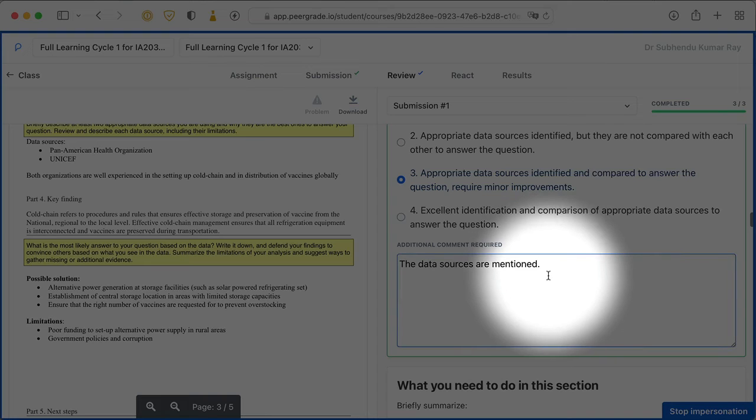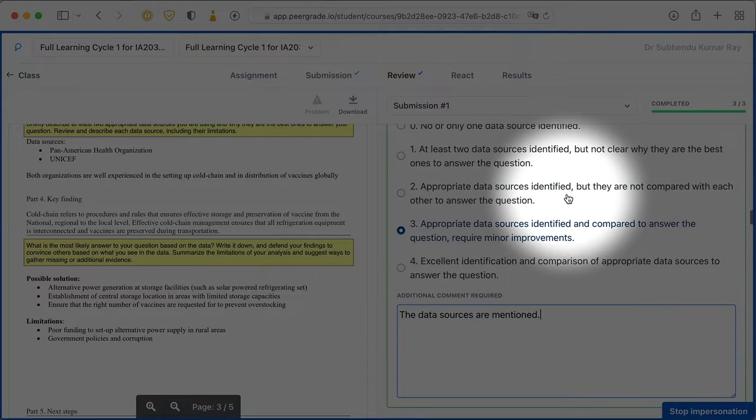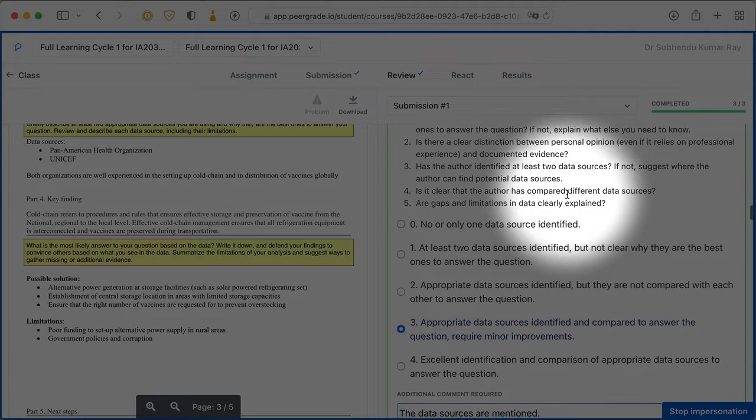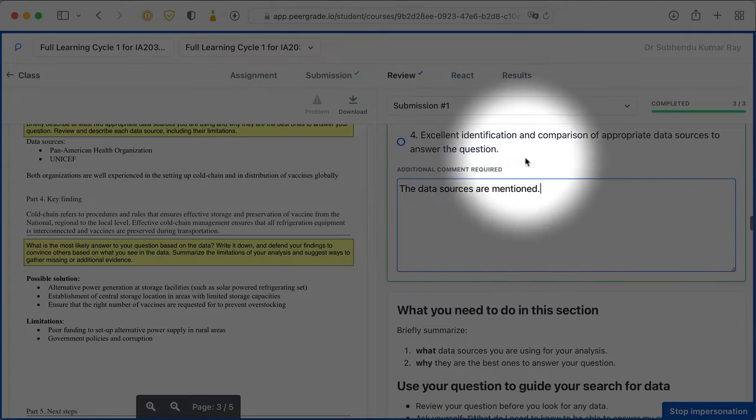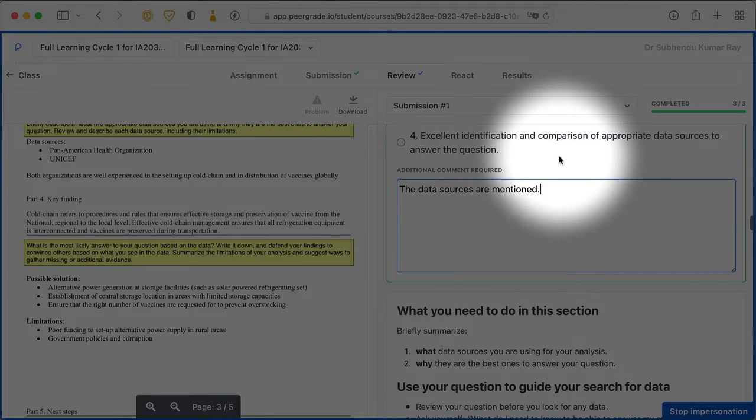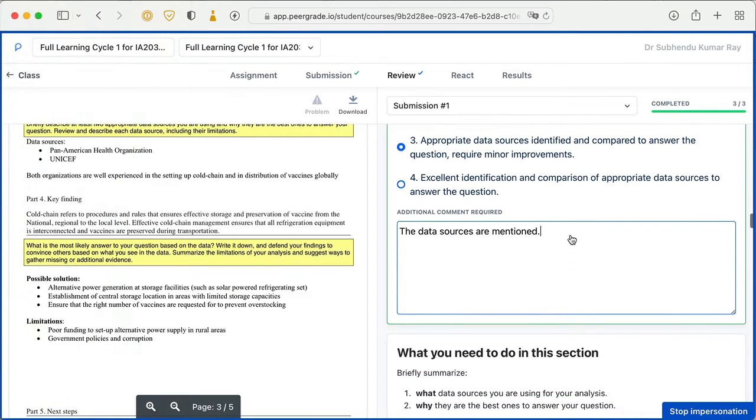So the reviewer's comment here is really disappointing. It says the data sources are mentioned, but you said it would require minor improvements. So as the author, I would ask you, reviewer, to tell me what are the minor improvements that are needed. And I don't see how the reviewer's comments are helpful here. Your job is to help the author. So saying the data sources are mentioned, okay, so what? How does that help me as the author? You told me there are minor improvements needed. Even worse would have been to say excellent identification when that is clearly not the case.